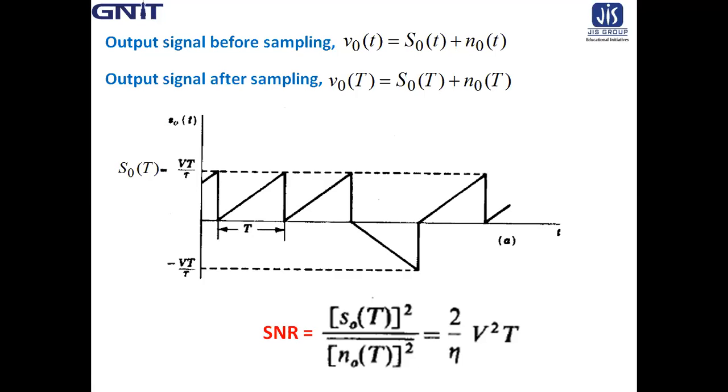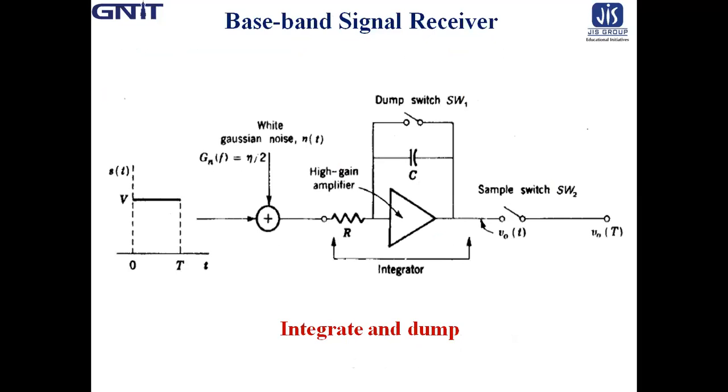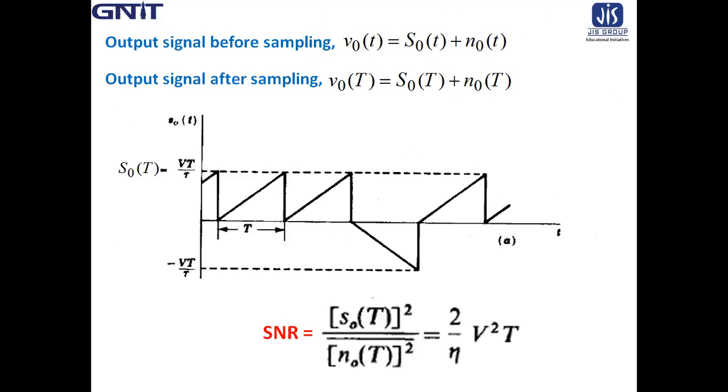At the end of each bit interval, the switch SW1 in this figure closes momentarily to discharge the capacitor C so that s0(t) drops to 0. The sampling switch SWT closes briefly just before the closing of switch SW1. Hence, we get the output V0(T) as s0(T) plus n0(T).